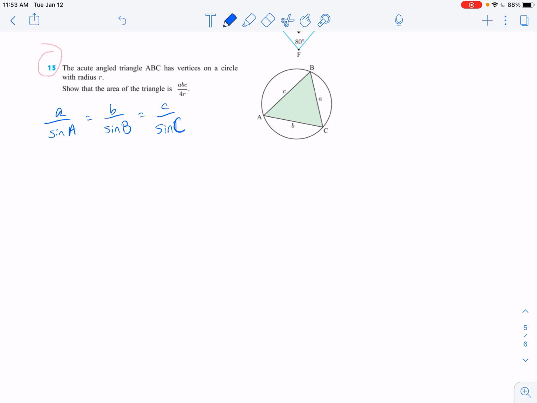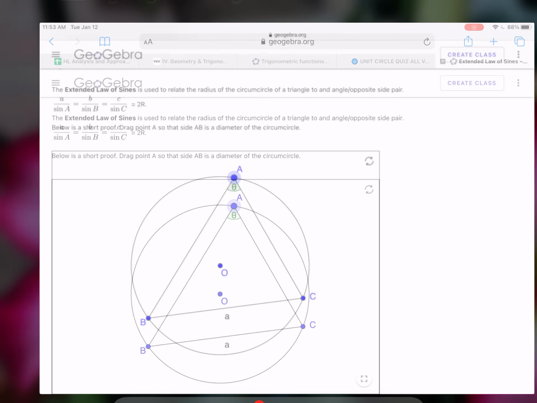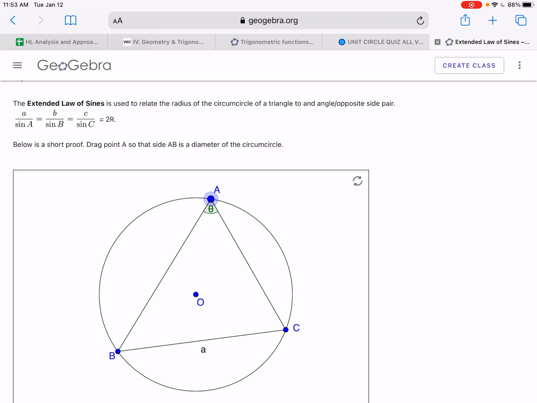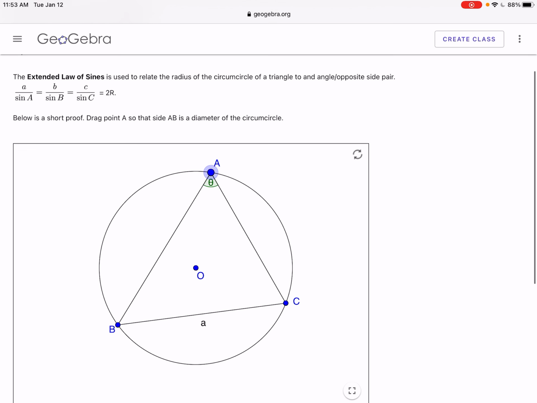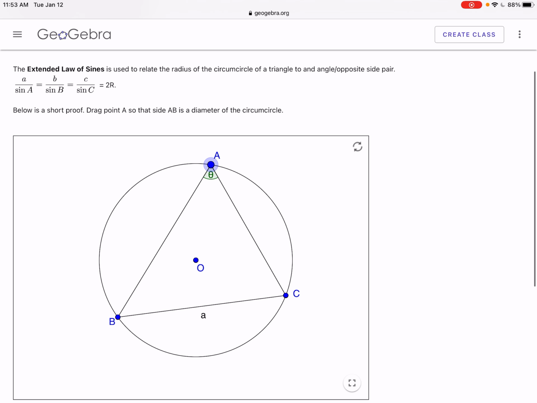I was asked to do this problem, I think it's on page 211, number 15. We talked about it a little bit on the Zoom, but what happens in this one is that we use what they call the extended rule of sine. And this was suggested by a student. So I Googled law of sine 2r, because that's what somebody had said.